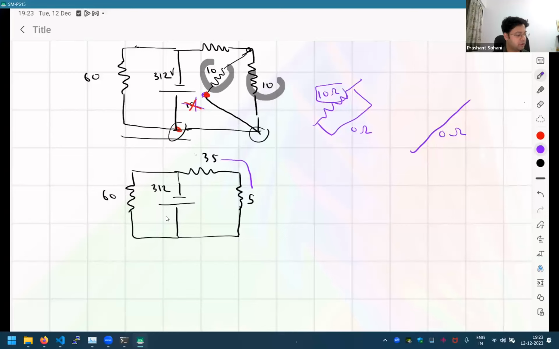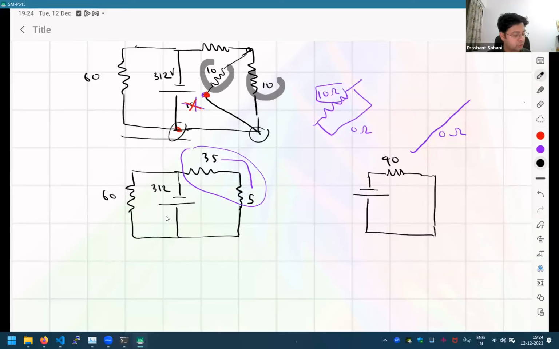35 plus 5. So these two together can be replaced by one single 40 ohm resistance. So again, let me draw it. In an exam, drawing it again and again will take a lot of time, but here, just for illustration, I'm doing that. So this is a 40 ohm and this is a 60 ohm. And again, these two are in parallel.